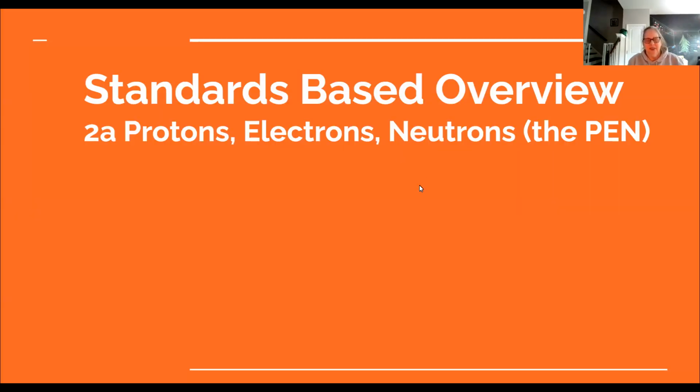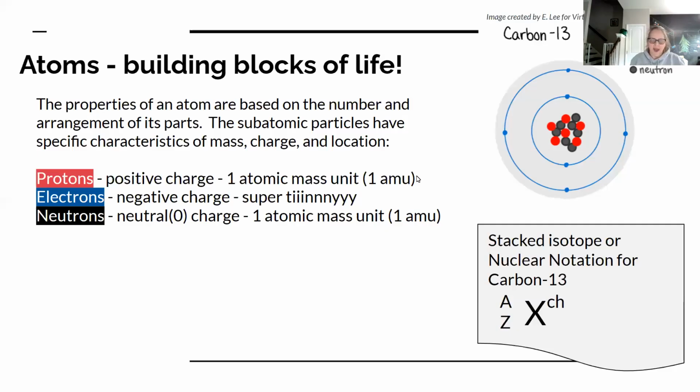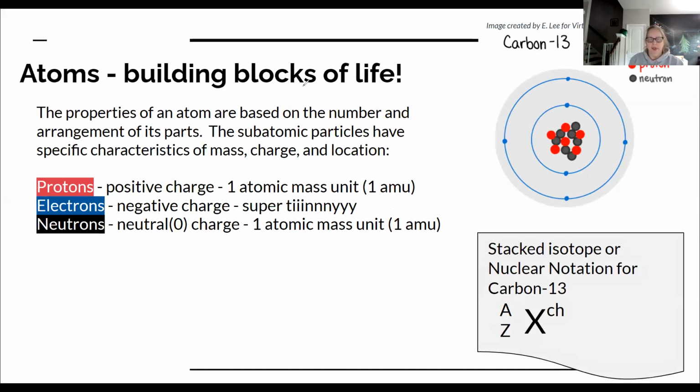Here we go. We're going to talk about protons, electrons, and neutrons today. So we have these atoms. They're the building blocks of life. We're showing you the Bohr model over here just because that one's like a solar system. So this is the easiest one to help us map it and understand what's going on.